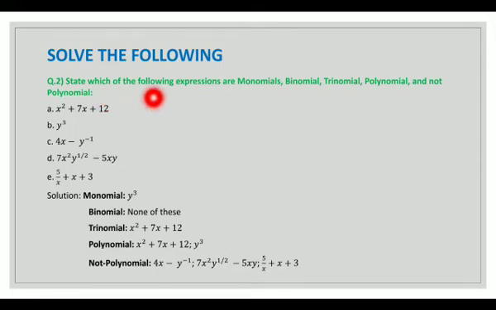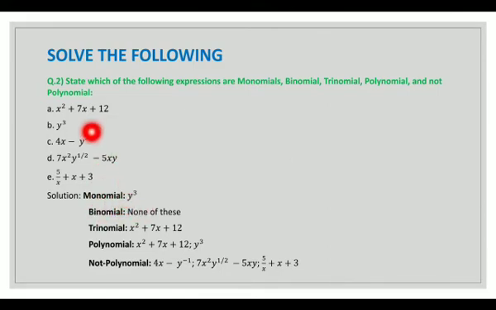Solve the following. State which of the following expressions are monomials, binomial, trinomial, polynomial and not polynomial. Here we have the expressions: x square plus 7x plus 12, y cube, 4x minus y raised to minus 1, 7x square y raised to half minus 5xy, 5 upon x plus 3. Now we have to state which are polynomial, monomial, binomial, trinomial and not polynomial. Solution.